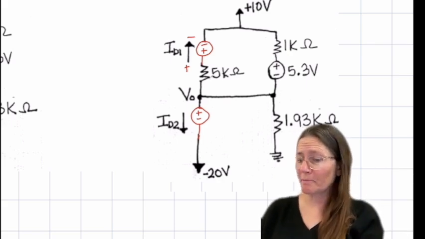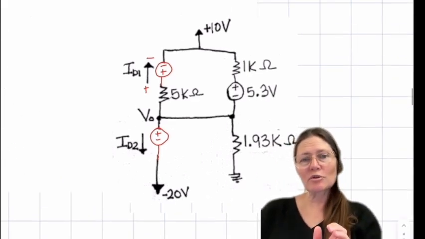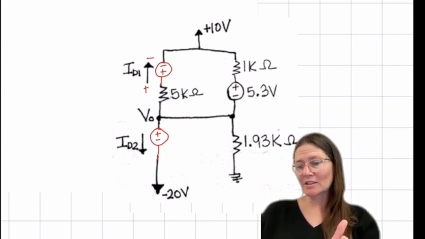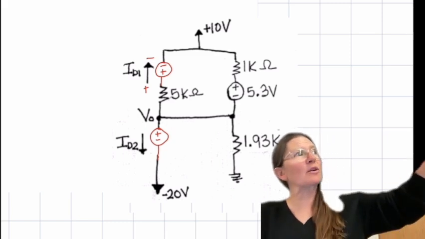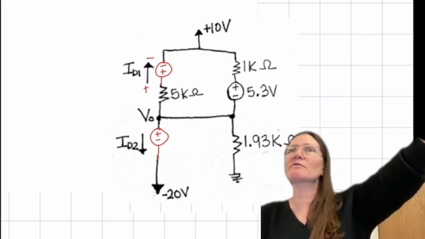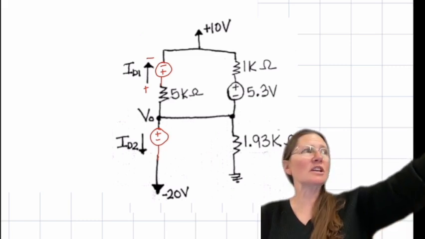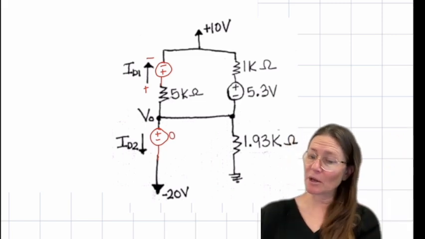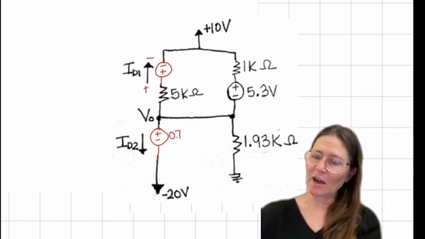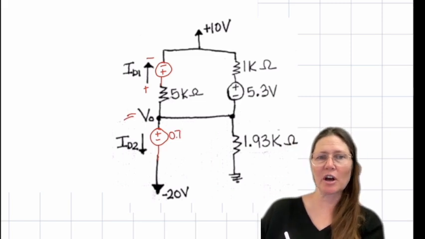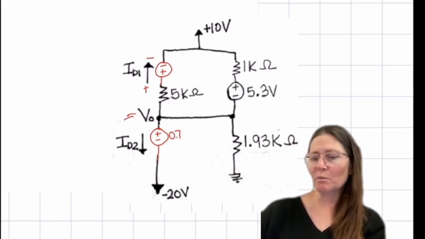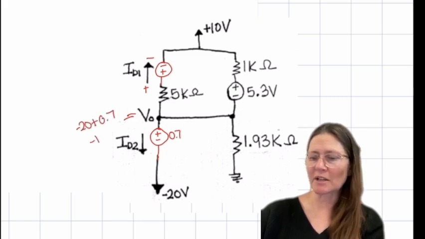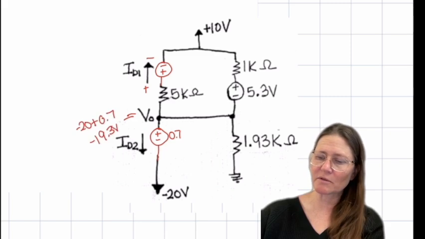Here they were drawn. All right, so to find V naught, hopefully you can see there's already a voltage there. You could just take a pathway from the negative 20 through the, sorry, I didn't label it, 0.7, and that would give you the voltage here at V naught. So V naught would be minus 20 plus 0.7, for minus 19.3 volts.